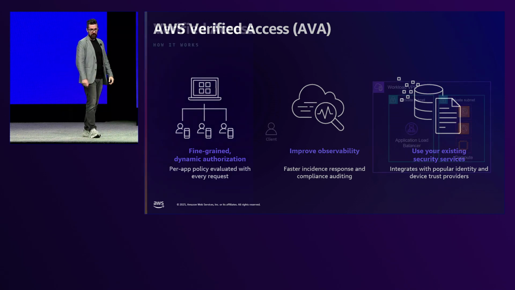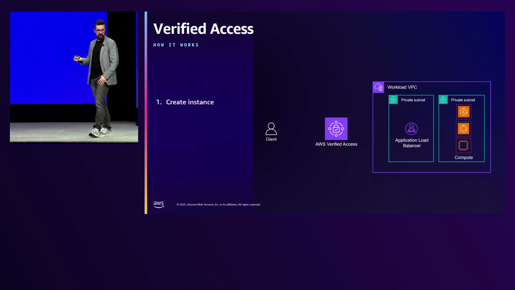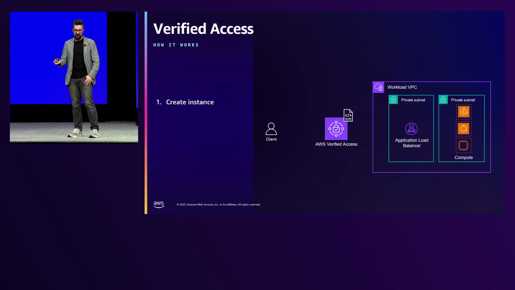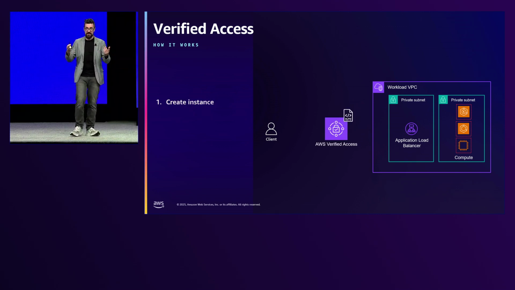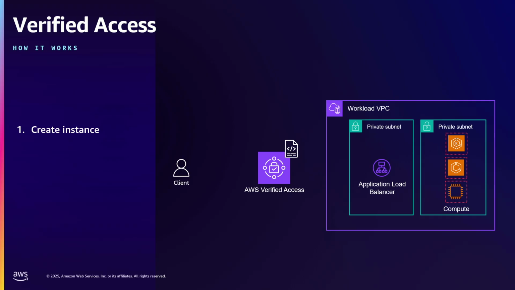So let's walk through how this works. I'll start with a simple example here. The first thing we would need to do is create a verified access instance. And you can think of an instance as a container that organizes all of the various verified access components. It's also where we'll configure logging, as well as configure an integration with WAF.